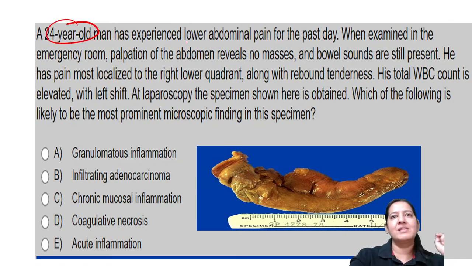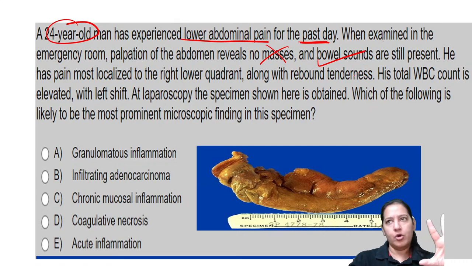A 24-year-old man experienced sudden lower abdominal pain from the past one day. When examined in the emergency, he had severe abdominal pain. He can't bear it. So the patient is in the examination room. Palpation of the abdomen revealed no masses. He doesn't have any mass inside the abdomen. Bowel sounds are still present. Bowel sounds are good; they are present.